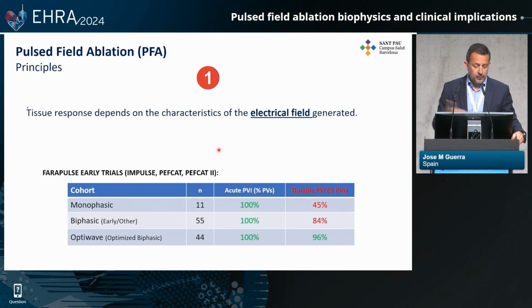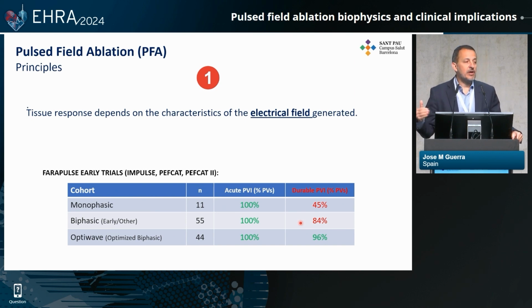And we have examples. When you see the PULSED early trials, the IMPULSE, PEFCAT 1 and PEFCAT 2, you see that they all give energy and they all created acute pulmonary vein isolation, all of them. But then they realized that in the first case, with monophasic energy, they had a relapse rate of 45%. So they changed the waveform, and they got a relapse rate of 84. And they changed the waveform again. By changing the waveform, you create a different energy, and you create a different effect.